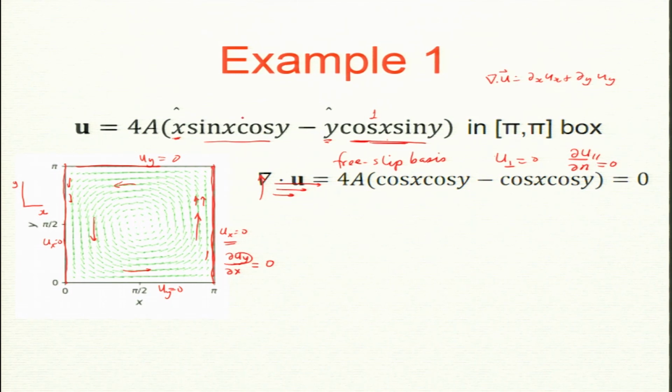So, when I take the derivative of this with regard to x, will I get cos x cos y, right? sin x becomes cos x. So, the first term will give you cos x cos y. What about the second term? Cos x cos y, right, because sin y becomes cos y. So, cos x cos y. So, that is why I have it here as 0. So, it is divergence free.